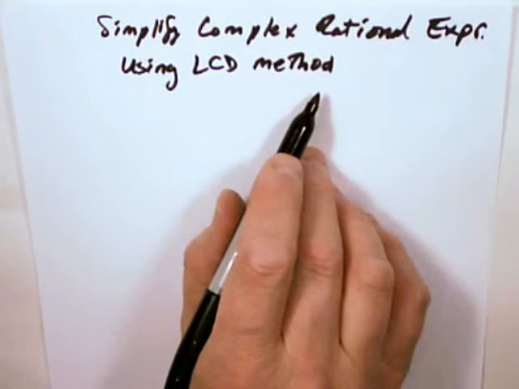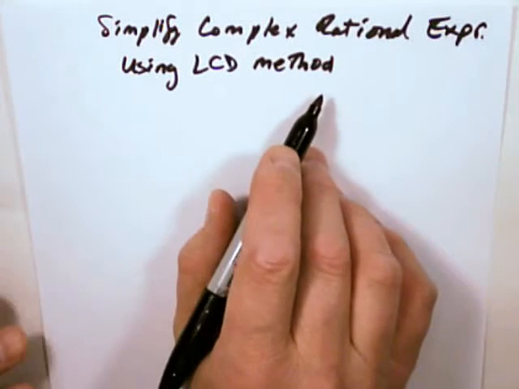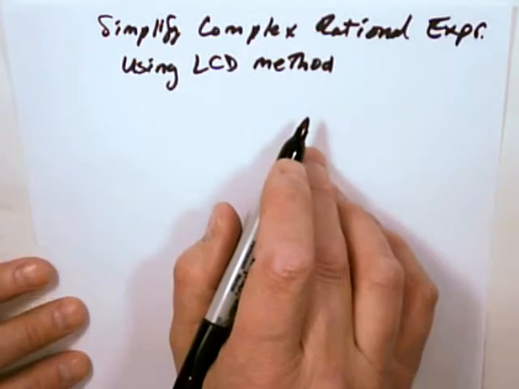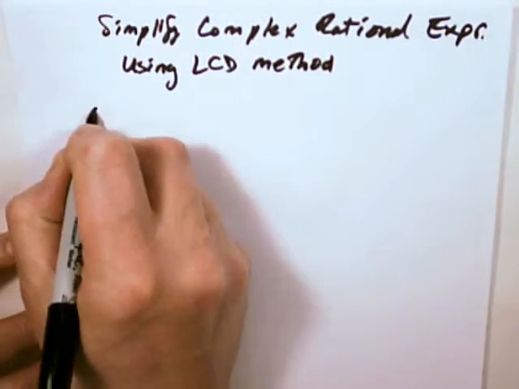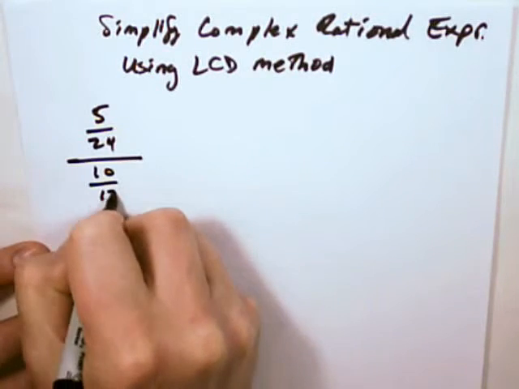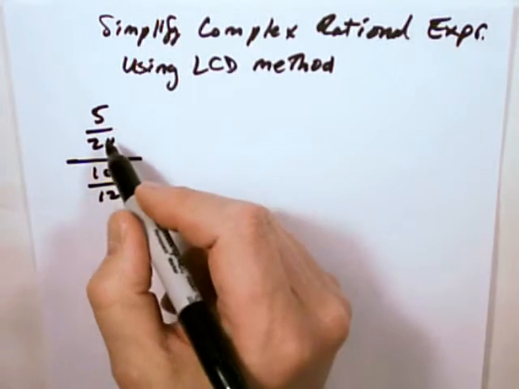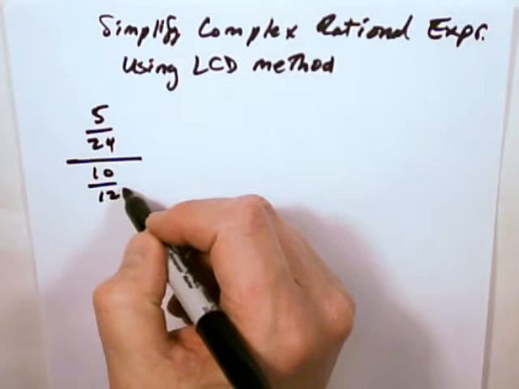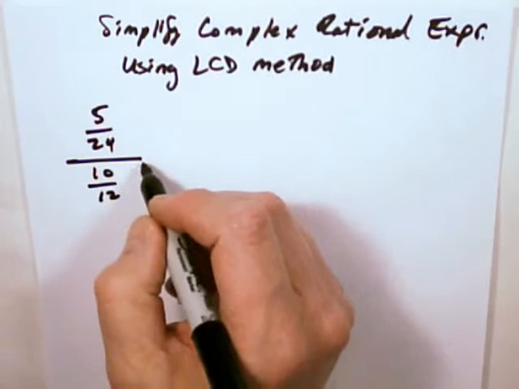I'm going to demonstrate simplifying complex rational expressions using an LCD method. Now, the LCD method was used also when we simplified complex fractions. For example, if you had 5/24 over 10/12. Notice that the numerator's a fraction, the denominator's a fraction. That's called a complex fraction.